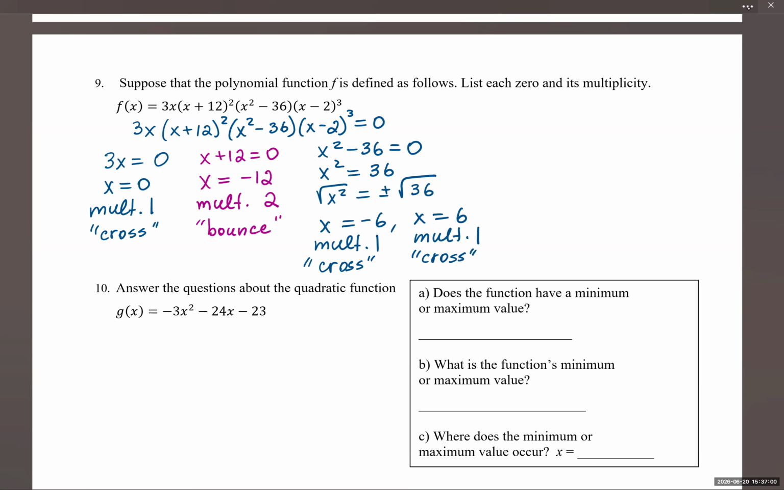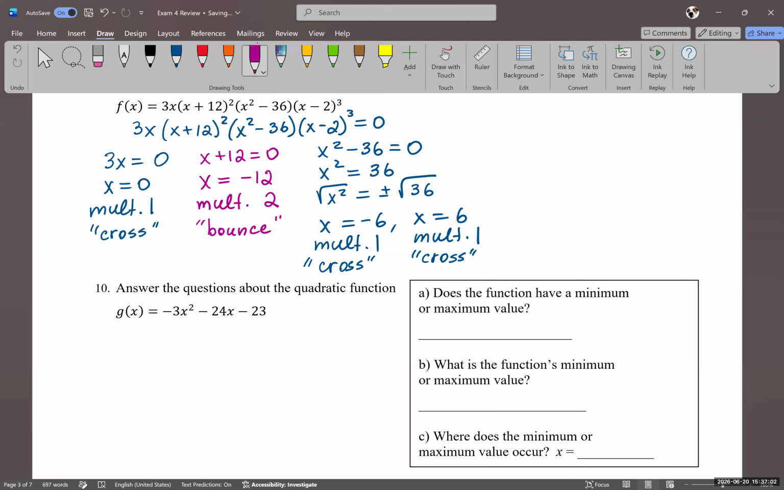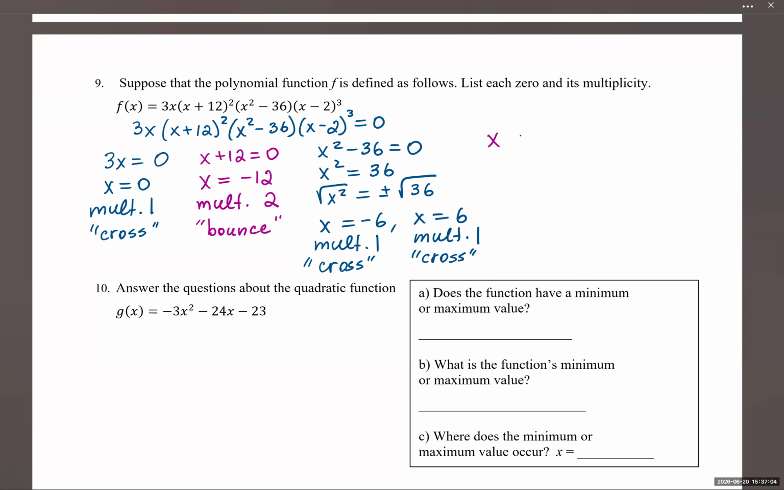And then the last one, we have x minus 2 equals 0, so x equals 2. That parenthesis was cubed, so technically it's (x minus 2) times (x minus 2) times (x minus 2), 3 times. So x equals 2 has a multiplicity of 3. Odd multiplicity, it's going to cross at this zero.